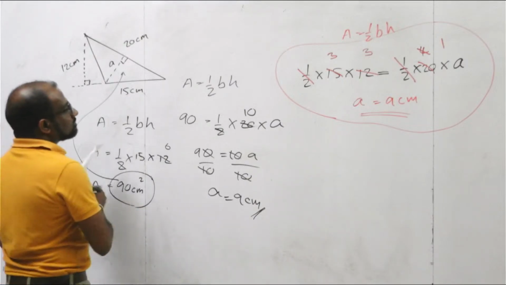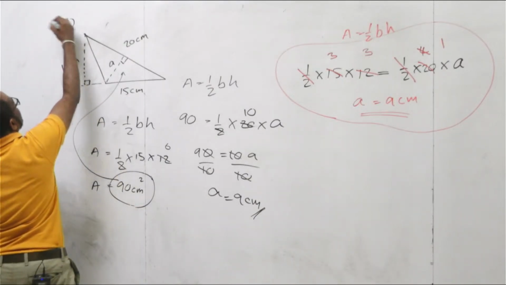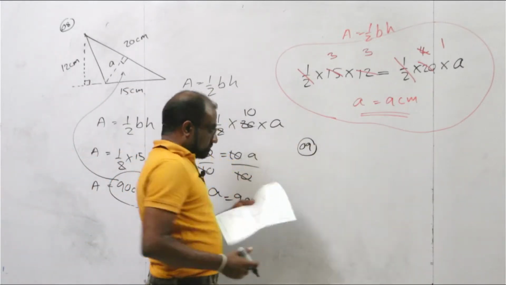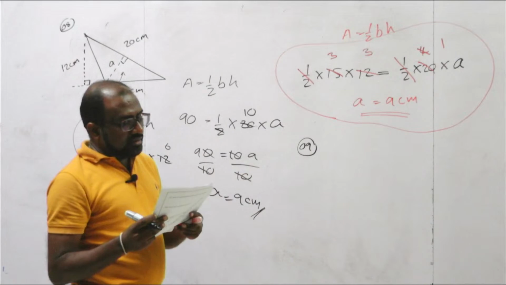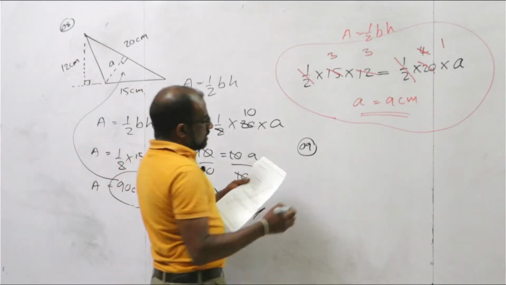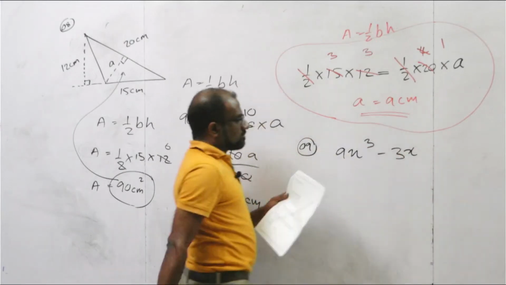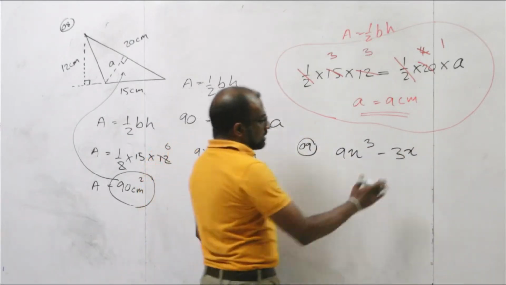Question number 8. Ninth one. Factor the expression 9x to the power 3 minus 3x. 9x to the power 3 minus 3x.